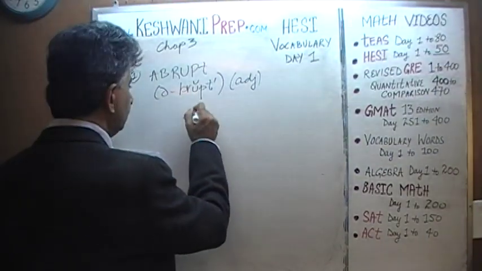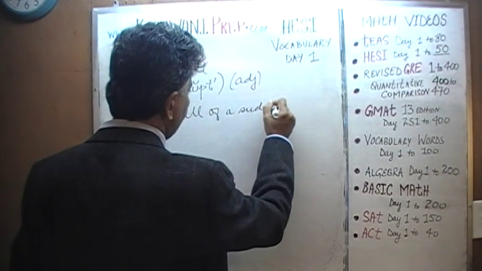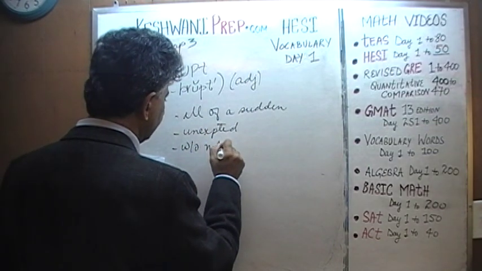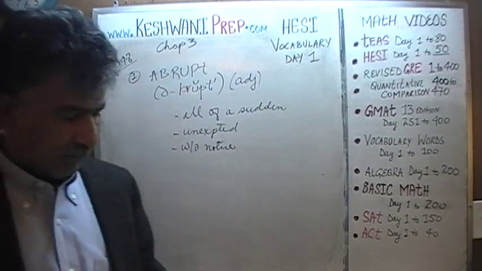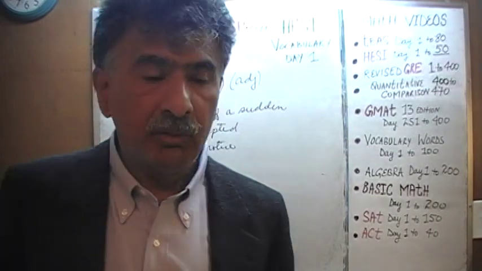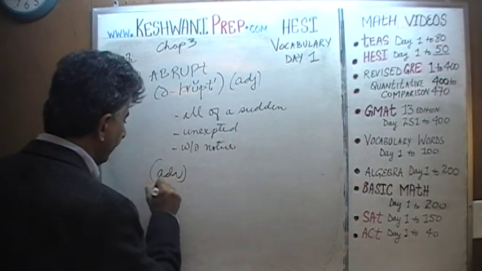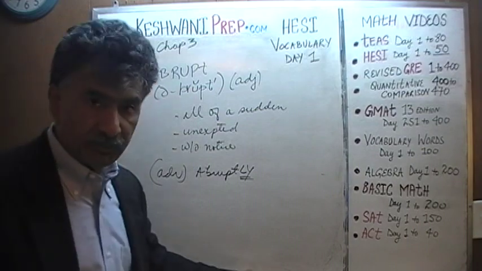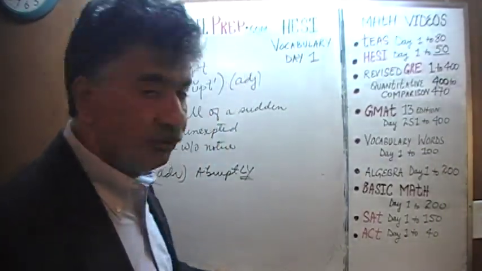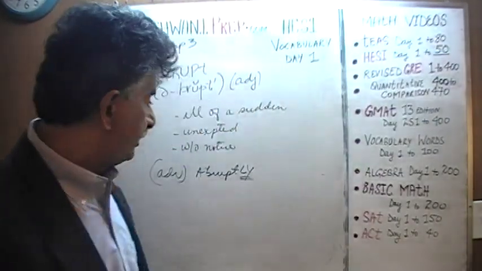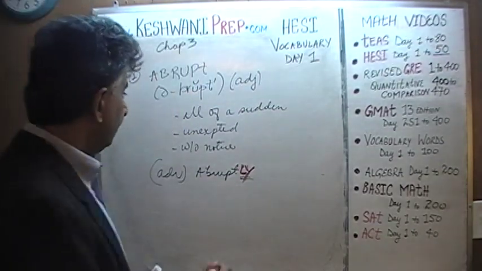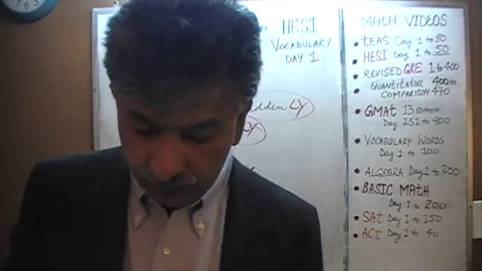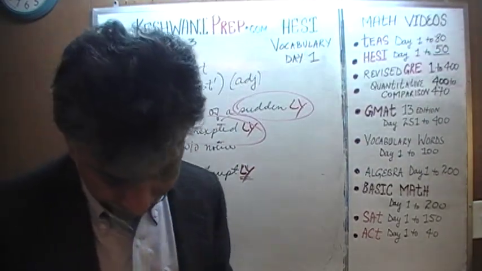What does it mean? It simply means all of a sudden, unexpected, without notice. Abrupt. What's the adverb of it? Adverb would be abruptly, obviously. The car was working fine up until today, and then the engine stopped abruptly, all of a sudden. It stopped unexpectedly, it stopped suddenly, without any notice. Abrupt. Let's keep on going.